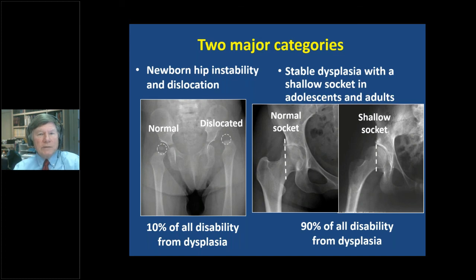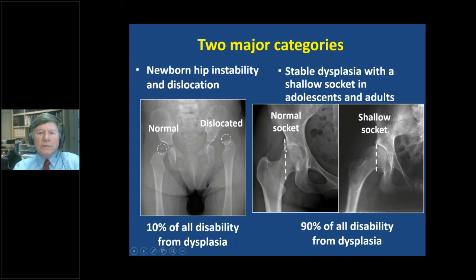The second type has come to our attention in the last 15 to 20 years, is actually a stable dysplasia with a shallow socket, one that maybe didn't develop adequately at some point in time, and that may be actually around the time of birth, but it shows up during adolescence or adulthood, and it's a socket that's incomplete.